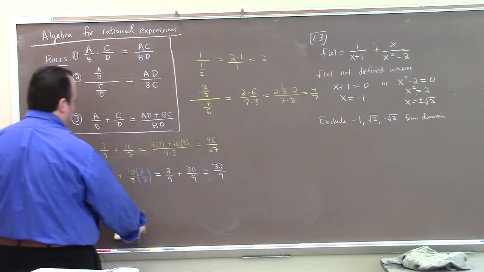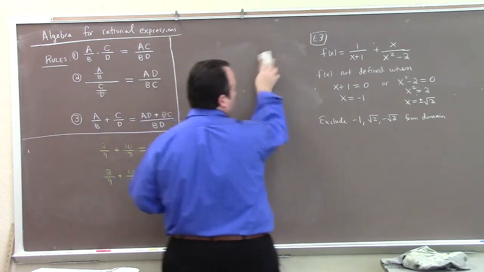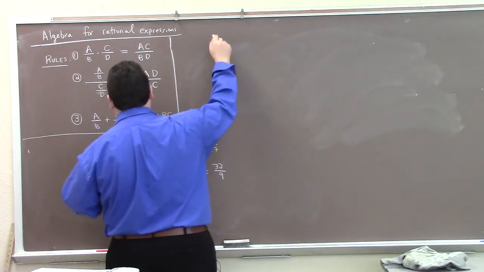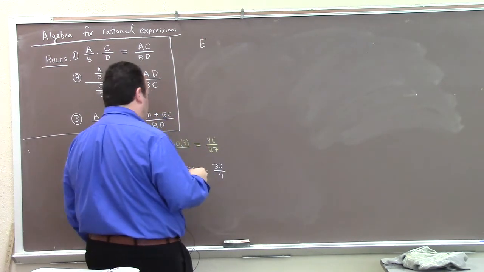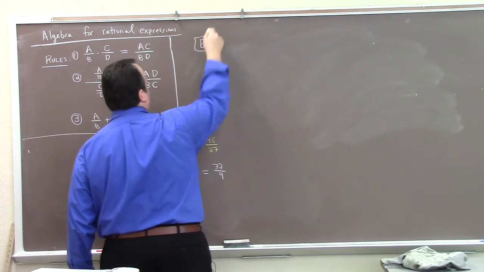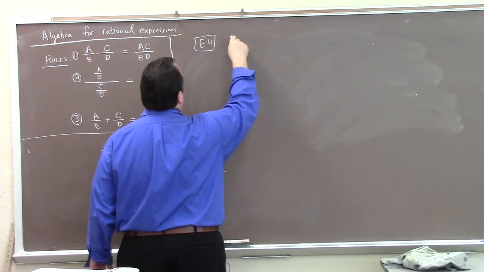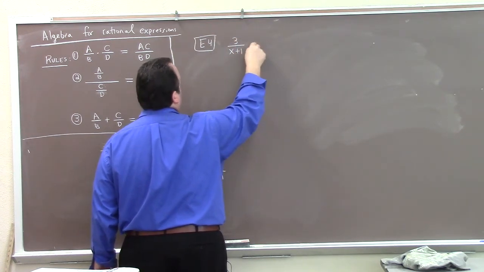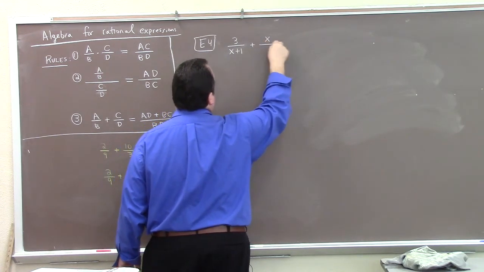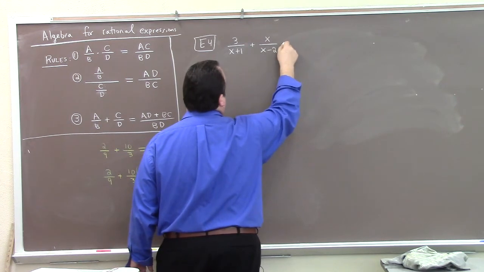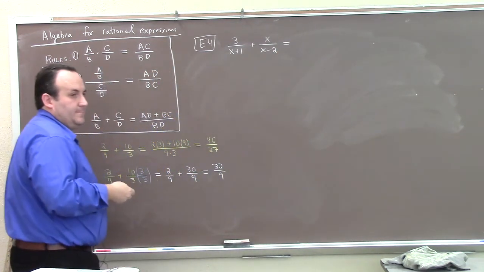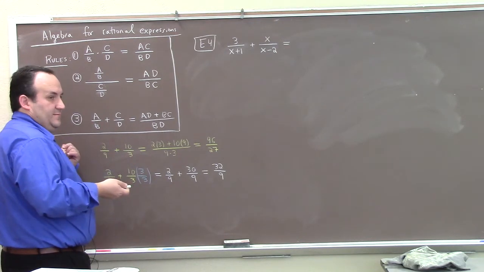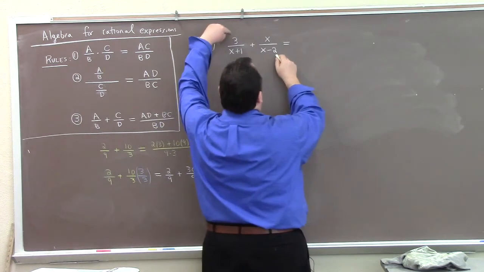So let me do an example. Suppose I wanted to add 3 over x plus 1 plus x over x minus 2. If I want to add these two fractions, what I do is I use my rule number 3. So what I'm going to do is basically cross multiply. You can think about it.